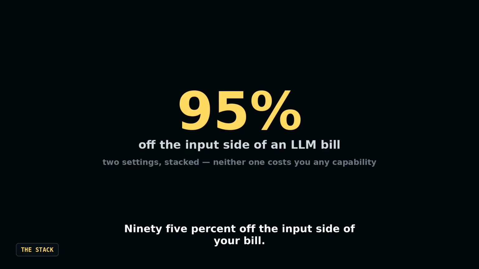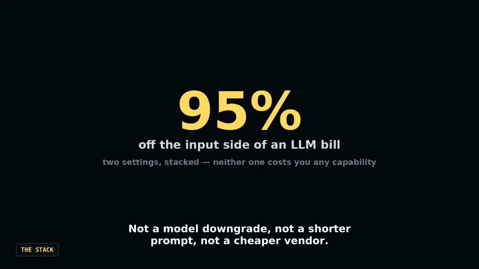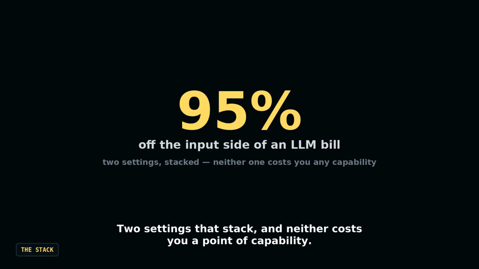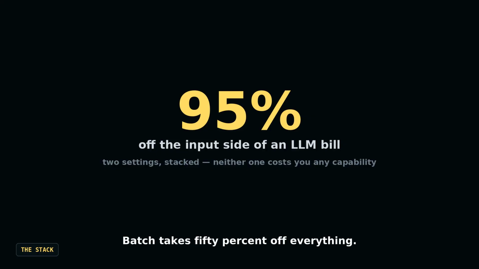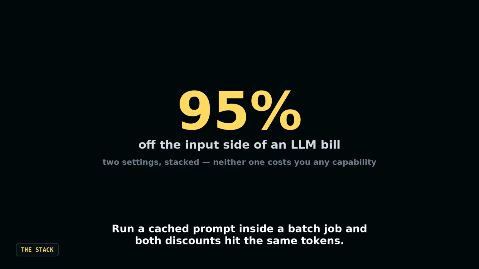95% off the input side of your bill. Not a model downgrade, not a shorter prompt, not a cheaper vendor. 2 settings that stack, and neither costs you a point of capability. Cached reads price at roughly 10% of input across all 3 majors. Batch takes 50% off everything. Run a cached prompt inside a batch job, and both discounts hit the same tokens.